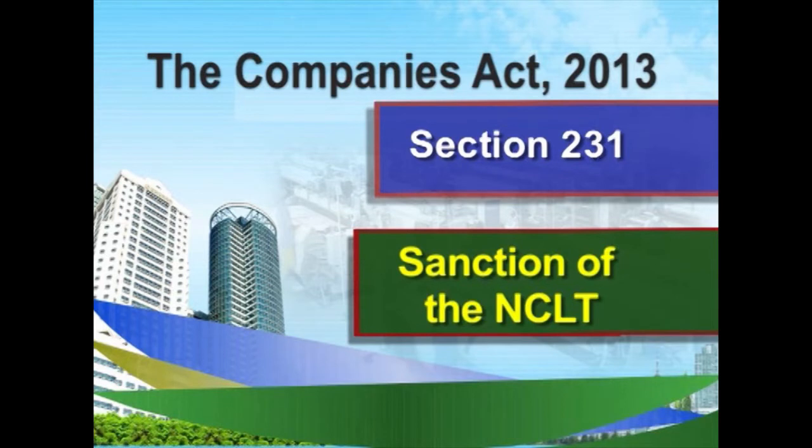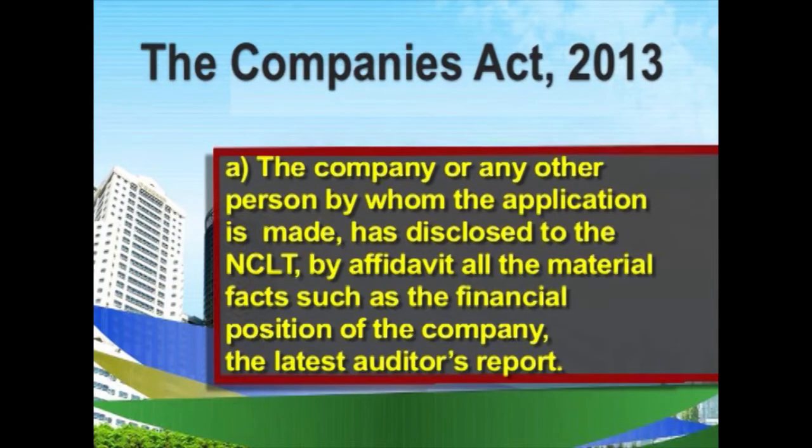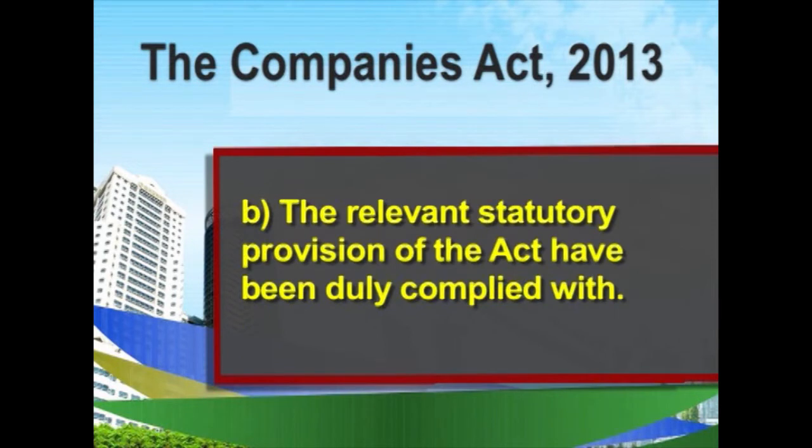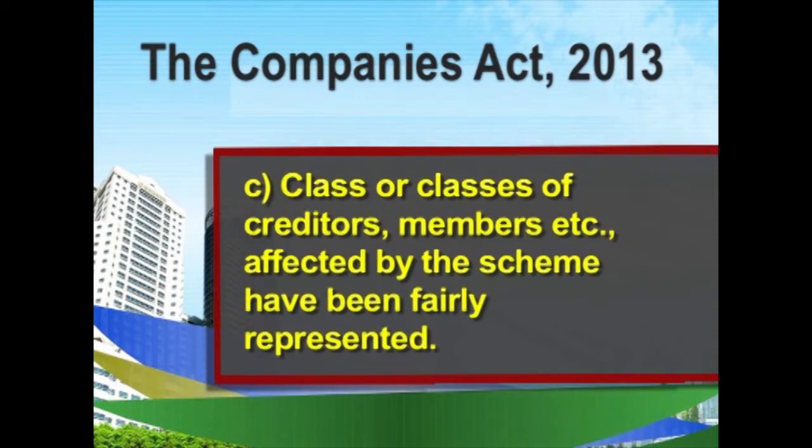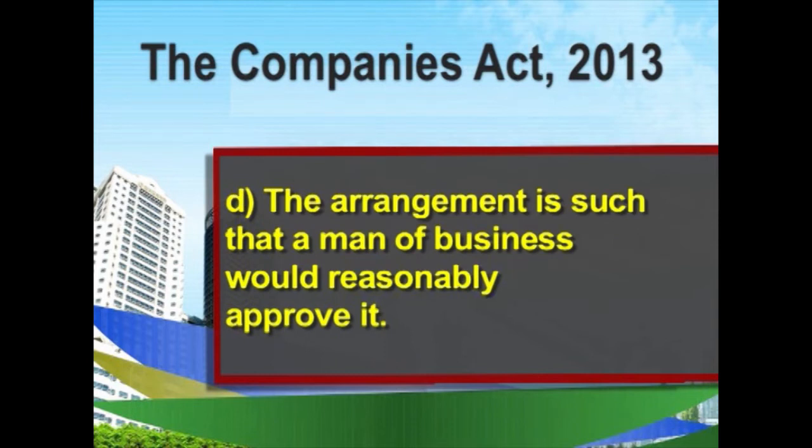Section 231, sanction of the NCLT. Before passing the order, the NCLT should satisfy itself that the company or any other person by whom the application is made has disclosed to the NCLT by affidavit all the material facts, such as the financial position of the company and the latest auditor's report; that the relevant statutory provisions of the Act have been duly complied with; and that the class or classes of creditors, members, etc. affected by the scheme have been fairly represented, and the arrangement is such that a man of business would reasonably approve it.